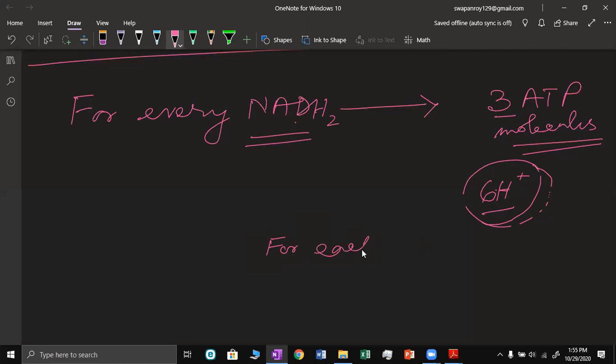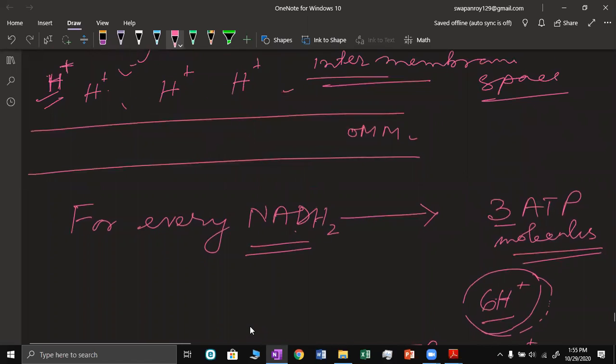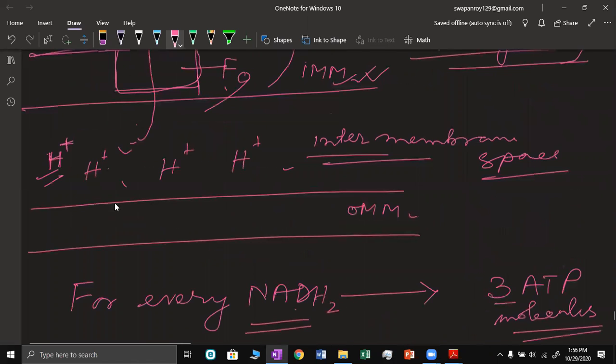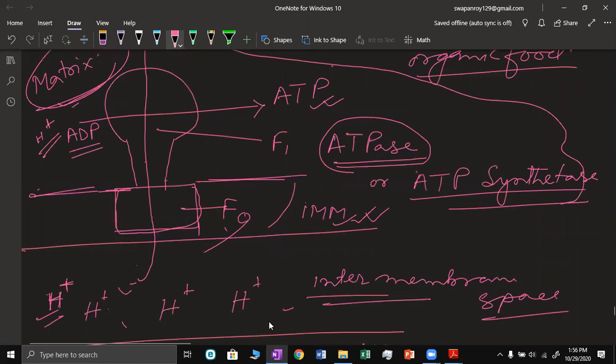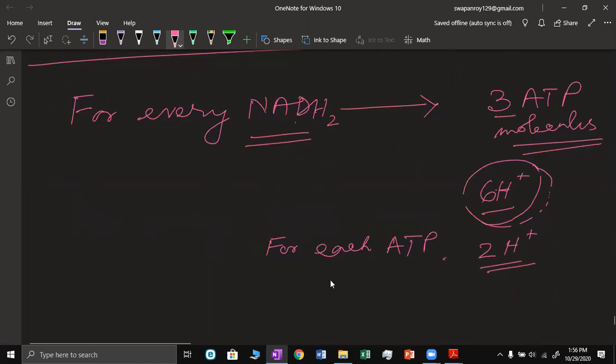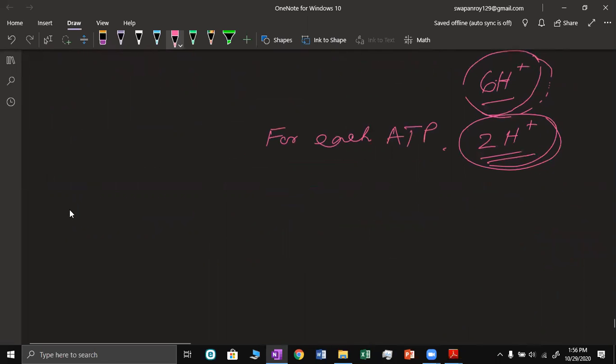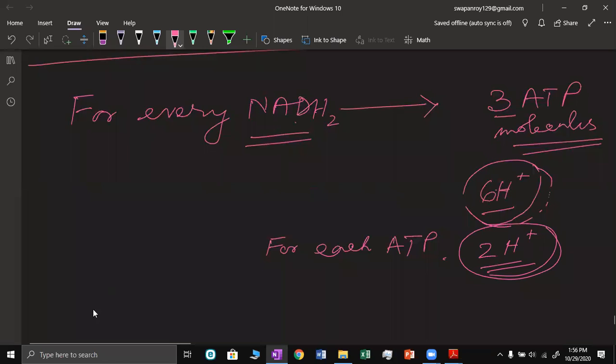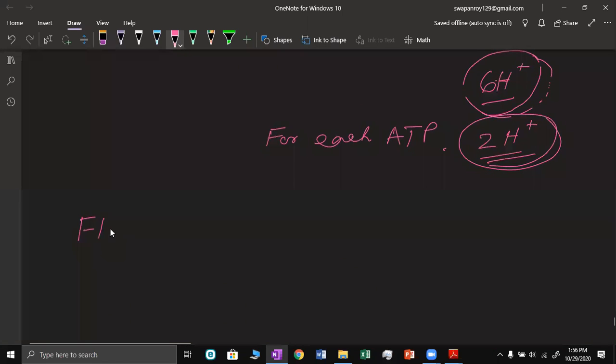So for each ATP, 2 protons have to move from the intermembrane space to the matrix through this F0 F1 particle, means 2 protons. Okay, then the capacity of production of ATP for FADH2: FADH2 can produce 2 ATP molecules.